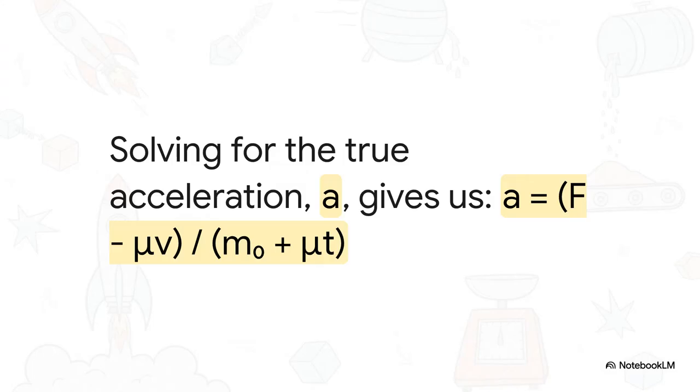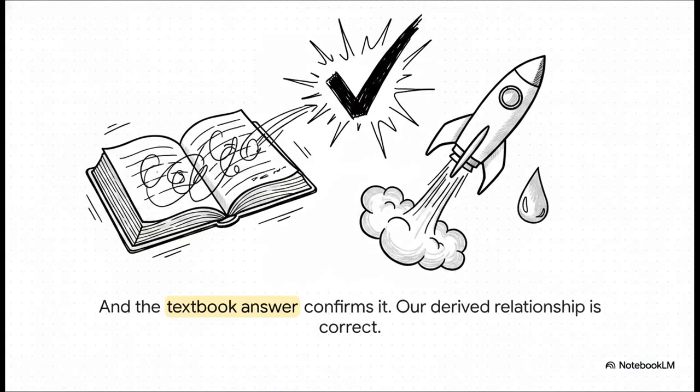And now it's just a little bit of algebra. We just need to isolate a, the acceleration. And when we do, we get this, the correct expression. Now look closely. It's almost our old wrong answer, but it's got that extra minus mu v term on top. And now for the moment of truth. Let's flip to the back of the Irodov textbook and, yep, there it is. The final form in the book might look a little different after they integrate to find velocity, but our equation for acceleration is spot on. Our method works. That is a great feeling.